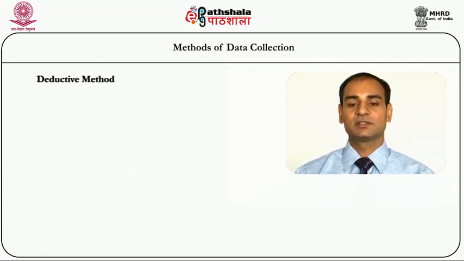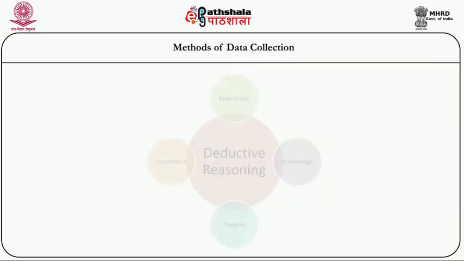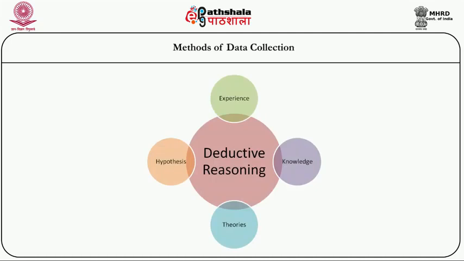For deductive reasoning, certain concepts and elements are necessary to proceed with this reasoning, that is experience, knowledge, theories and hypothesis. On the basis of experience, or gathering of information, certain knowledge is formed. With the synthesis of experience and knowledge, any hypothesis can be propounded, and that hypothesis is the directive to collect the data for research. This is all the deductive reasoning.